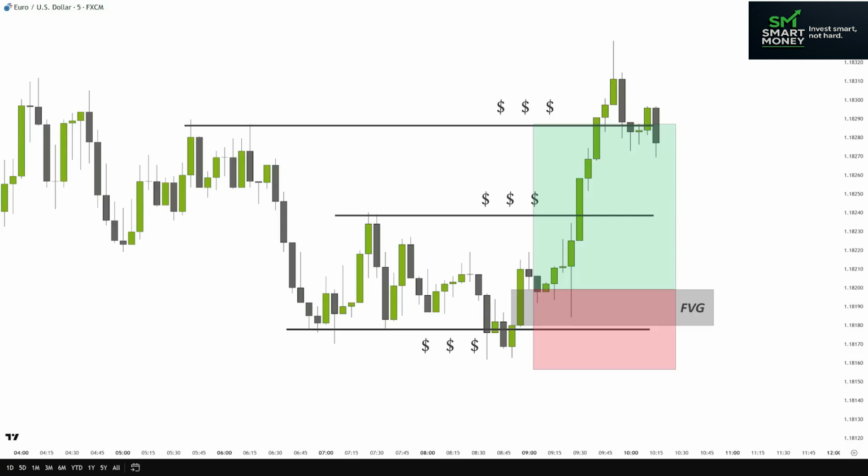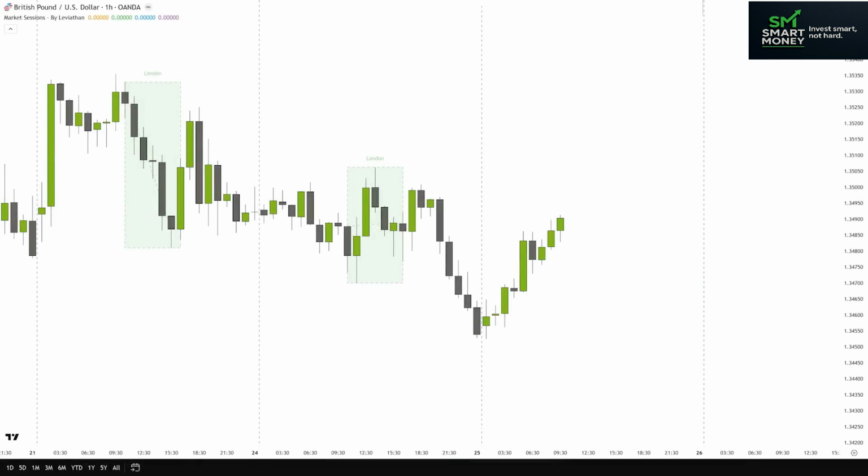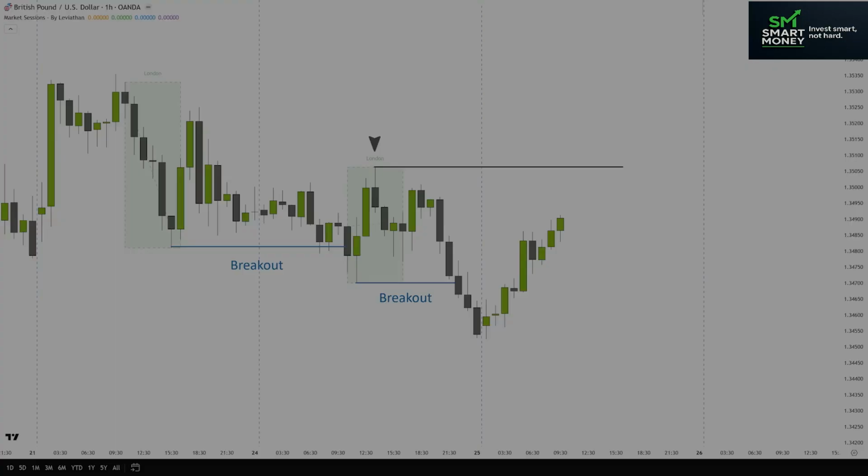We can also add higher timeframes analysis to our trading strategy. Here on the pound-dollar 1-hour chart, we have a moving downtrend. The market continuously breaks the structure levels to the downside, which shows the selling pressure. Now we will identify this market as bearish and look for short trading opportunities as long as we stay below this swing high. Now let's zoom into the 5-minute chart.